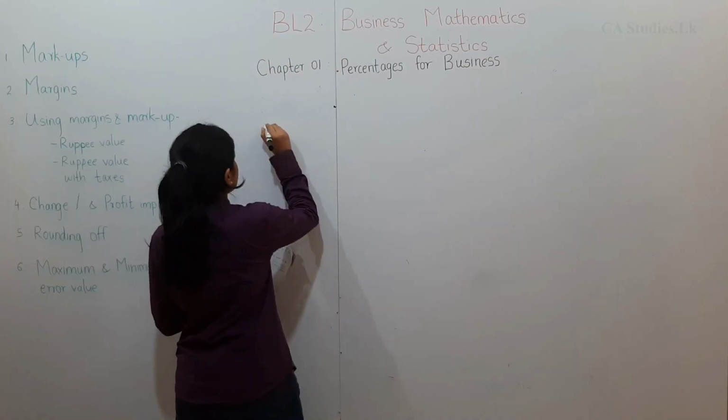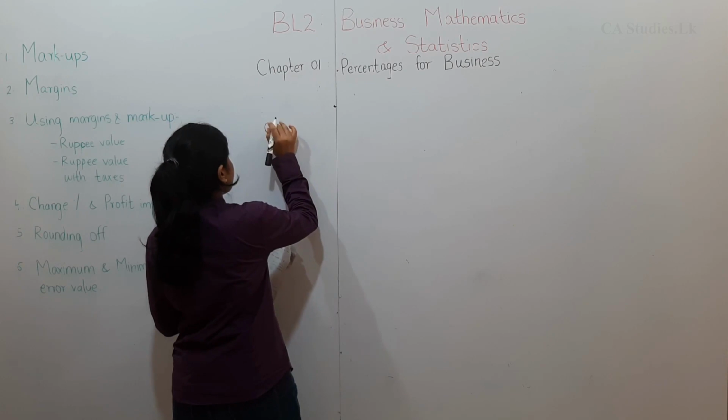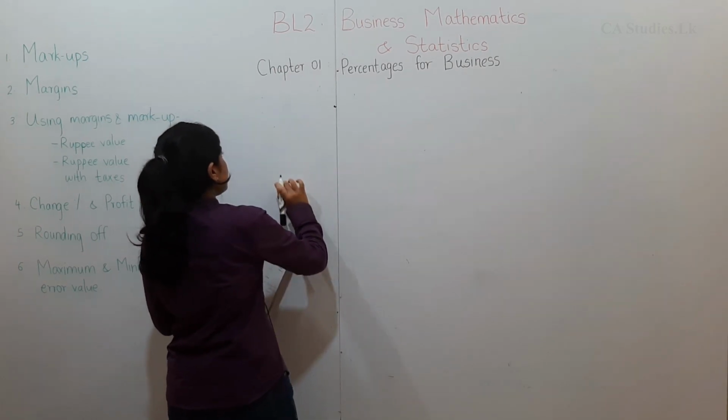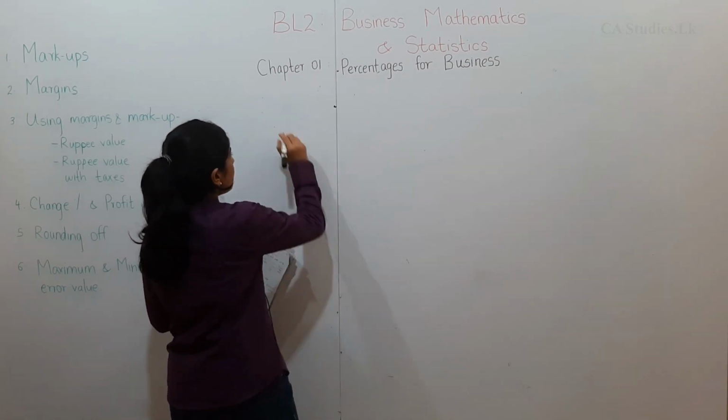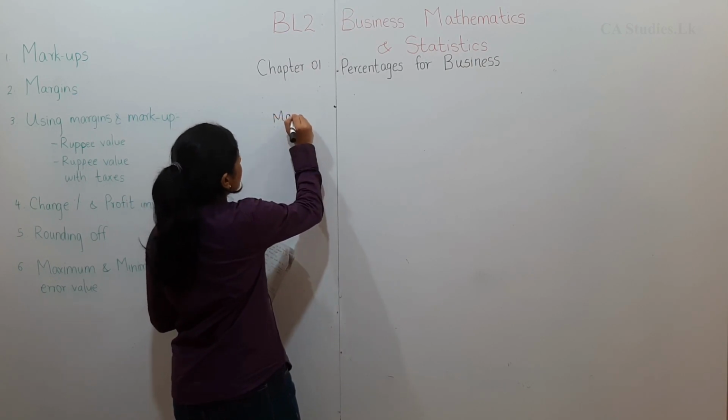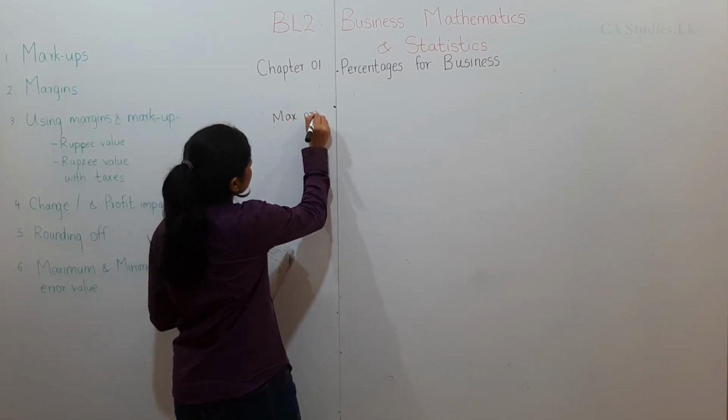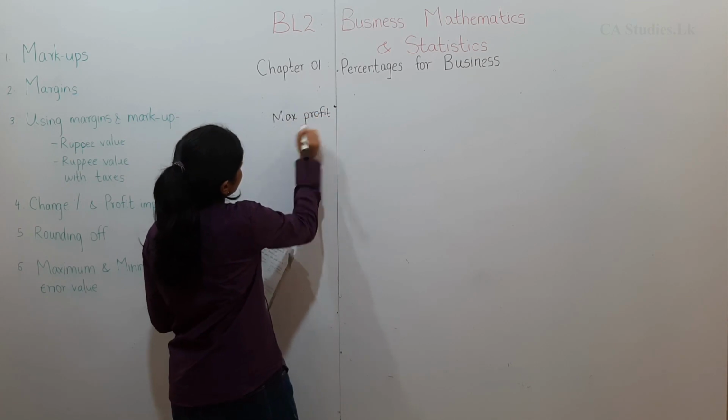So, material, now when you take, now in the range answers, if you see, they have given a maximum profit value and a minimum profit value. Okay.